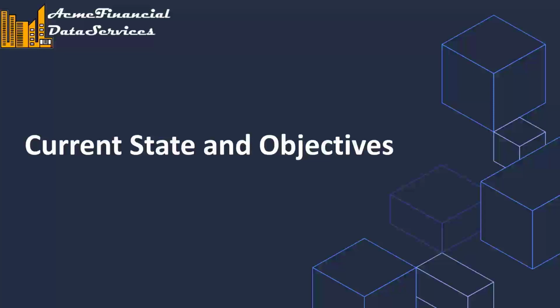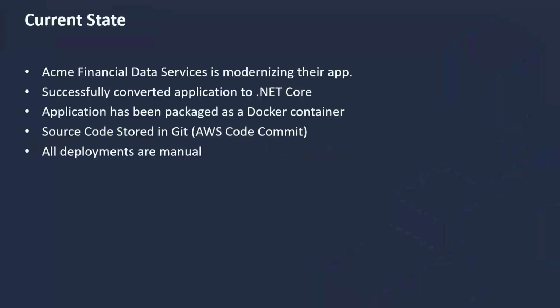Let's take a quick recap of where our customer, Acme, is in their journey. In the previous videos in this series, Acme Financial Data Services was able to segment out functionality of the monolithic application. They were able to convert code from an older .NET Framework application into a modern .NET Core application, and they have configured their application to build as a container. Those efforts have resulted in the application being more portable, lower weight from a development perspective, and much more aligned with a microservices architecture.